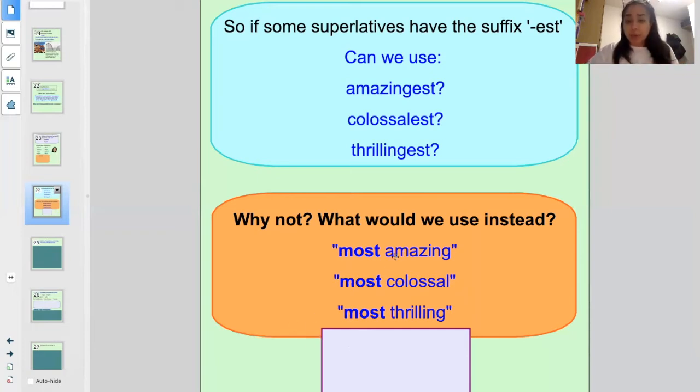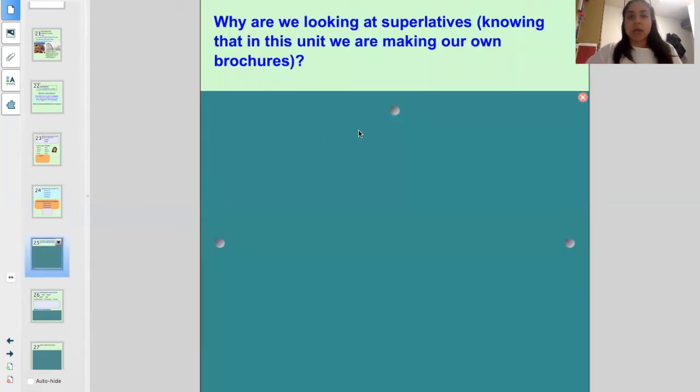So can you think of other words where you might not have the est suffix, and instead you'd add most before the word? Can you think of any more? Okay, great. Let's continue. We're looking at superlatives, and we know that they are used to make comparisons, and not just comparisons, but describing something that's at the top of the list, something that's the best. Knowing that we are making brochures by the end of next week, what do you think the point of looking at superlatives is? Why do you think we're looking at superlatives? Pause the screen and have a think.